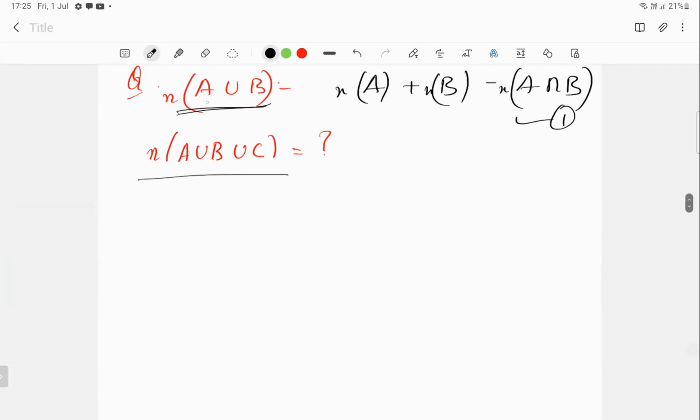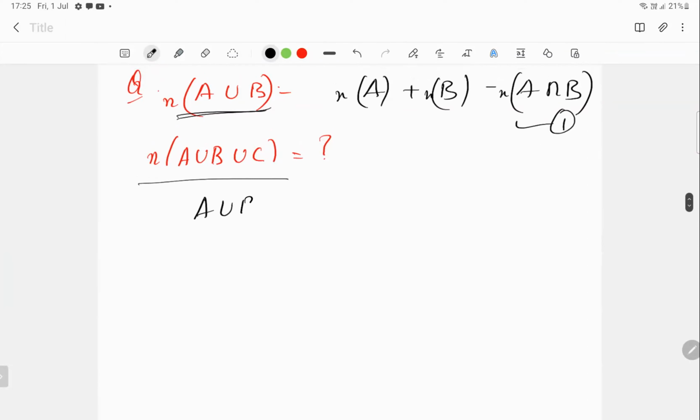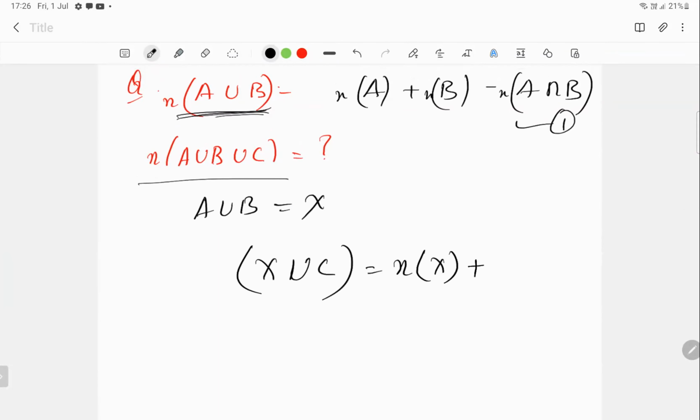See, the thing is here, listen here. In this first equation, you have A and B, fine? Now what you do, just assume A union B to be X or any other dummy variable. Okay, so then what this will become? X union C. Now you know how to write this, X union C. What will be this? N X plus N C minus N X intersection C. Now instead of X, substitute A union B. Good.